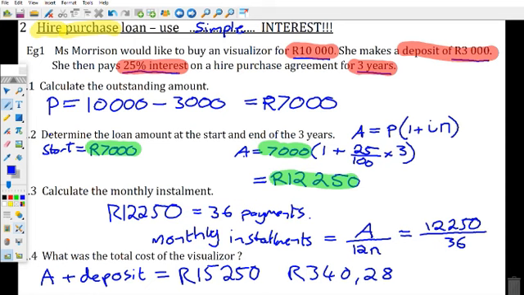So, how much more did we pay for this visualizer? It was 10,000 Rand. How much did we end up paying? Over 5,000 Rand more, because we paid in total 15,250, when we could have just paid 10,000 if we paid up front altogether. Okay, do you see that? So the total cost is the deposit plus whatever we paid over the monthly installments.